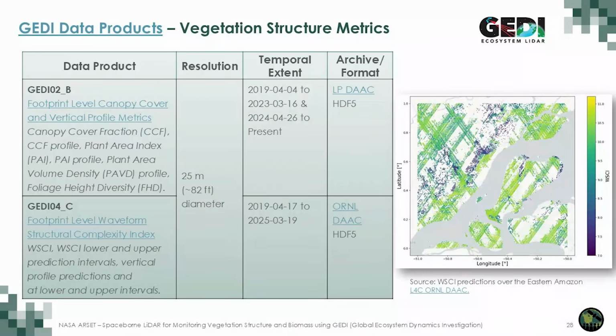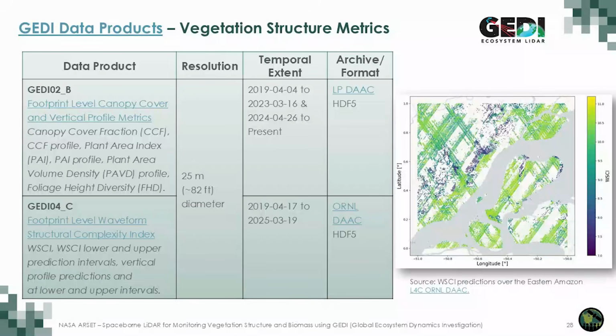Level 2B is also based on the geolocated waveform, as well as the derived elevation and canopy top height from Level 2A, but it mostly relies on the probability of complete laser penetration through the canopy and to the ground in order to accurately calculate the structural metrics. The vegetation metrics from Level 2B are all built off one another.